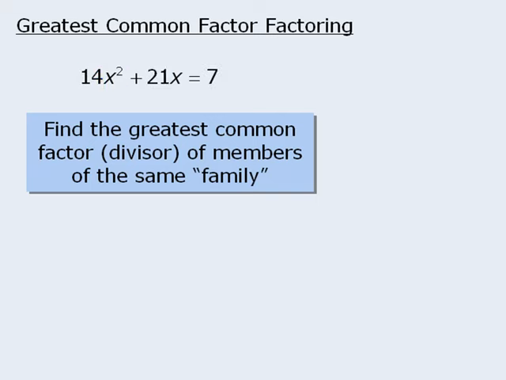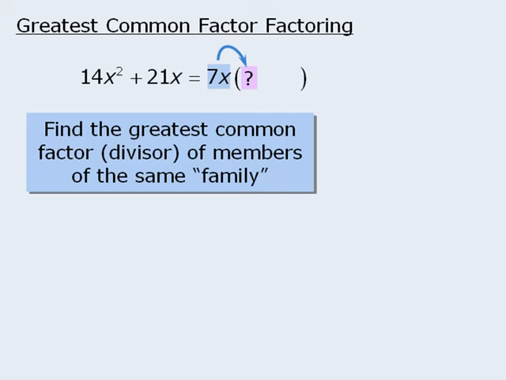Next, we will examine the x's. We have x squared in the first term and x in the second term. So the greatest number of x's that they have in common is 1x. So the greatest common factor of the terms 14x squared and 21x is 7x. At this point, we must determine the expression that needs to be inside the parentheses such that 7x times this expression expands to equal 14x squared plus 21x.